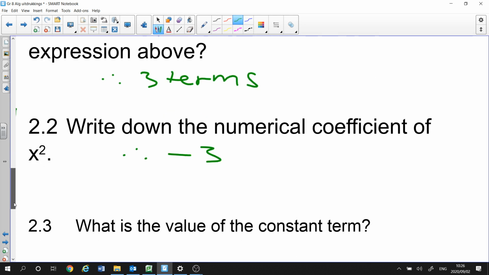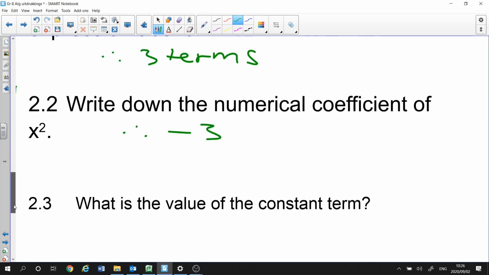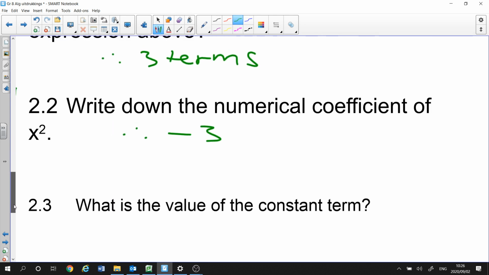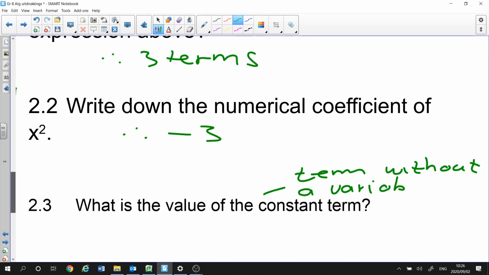If we go down to the last one, what is the value of the constant term? Now the constant term is the term without a variable. That's why it's important to know what a variable is. A variable, like I said before, the value of a variable can vary.